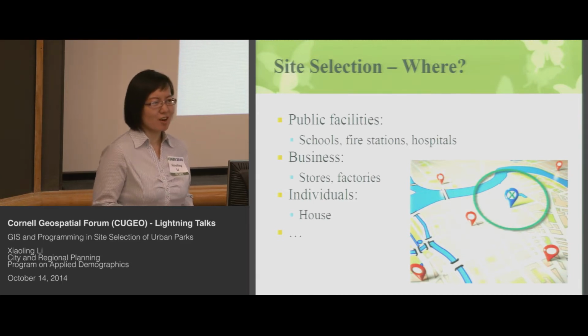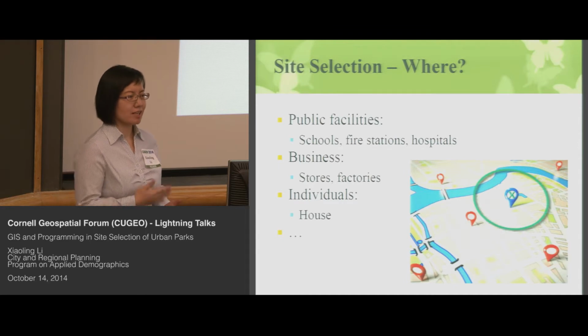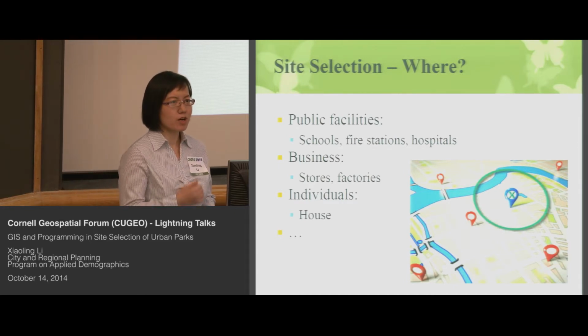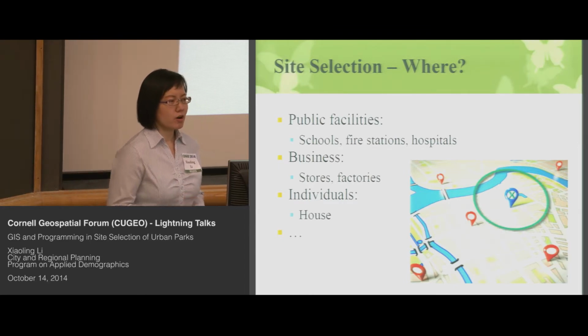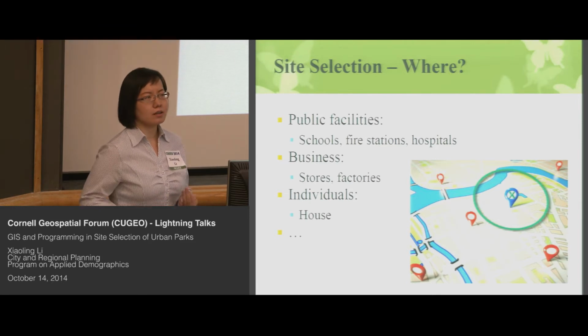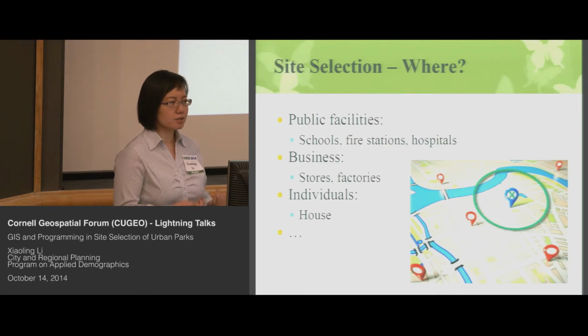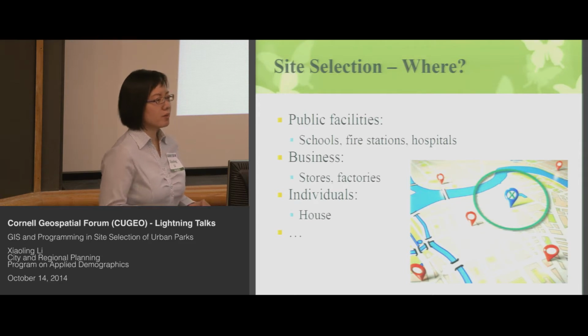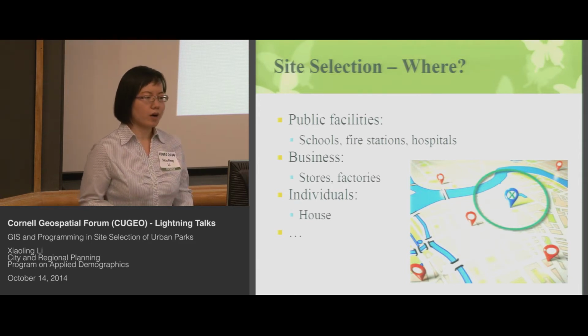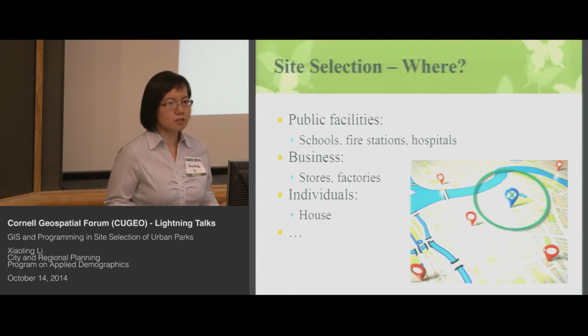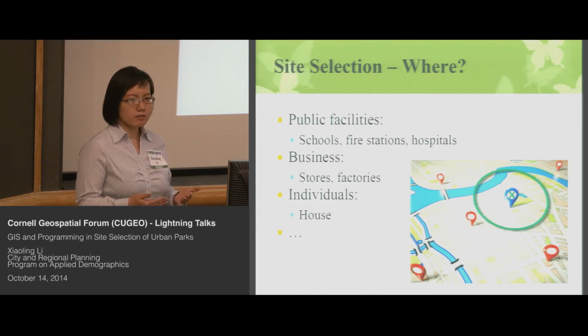and site selection is all about spatial locations. And it answers the question of where. Where shall we locate something? For example, for the planners or city policymakers, they have to decide where shall we locate public facilities like schools, fire stations, or hospitals, or parks in order to provide better service for the public.